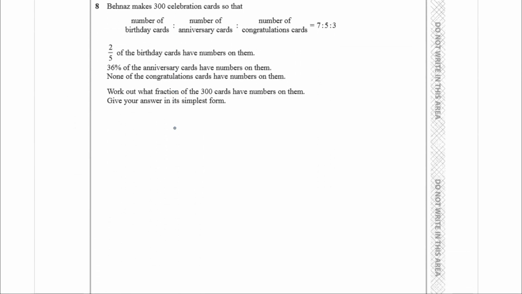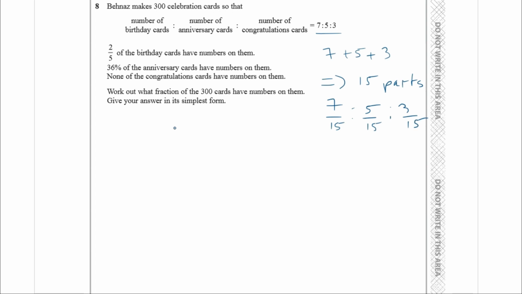Okay, we have question 8, which has to do with ratios. Note that the ratios are 7 to 5 to 3. I would always encourage you to add ratios. So 7 plus 5 plus 3. 7 plus 5 is 12. This means we have 15 parts. If we have 15 parts, out of which we have 7 out of 15, a ratio of 5 out of 15, and a ratio of 3 out of 15, the whole question is going to become a little bit easier to understand.